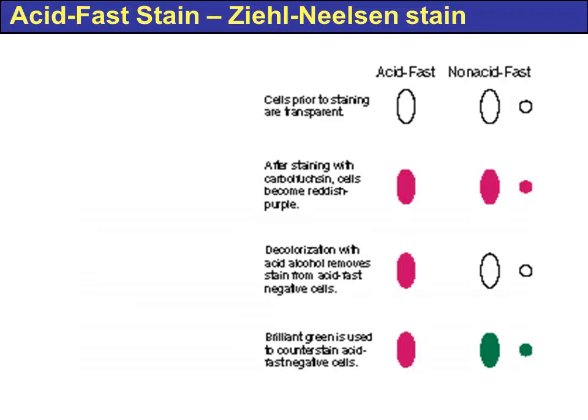Then you're going to decolorize with acid alcohol, and it is going to remove the stain from the acid-fast negative cells. The acid-fast cells are going to stay red, and now you have to come back and counter stain a different color. So in this image they used brilliant green, which stained the acid-fast negative cells green.